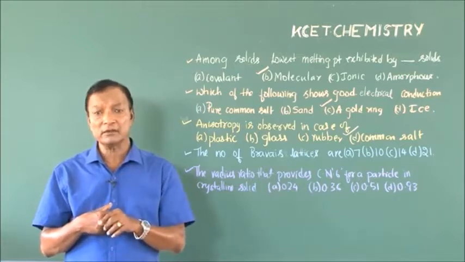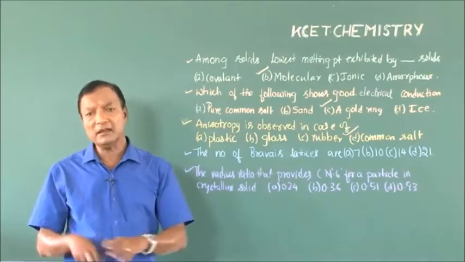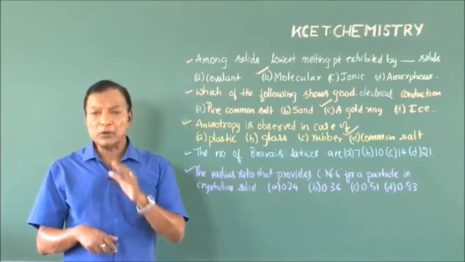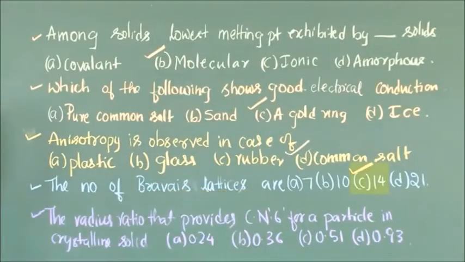Now the question becomes so simple. The number of Bravais lattices are 7, 10, 14, 21. Immediately, we put the option C, reading 14, because there are the 14 Bravais lattices built up from 7 crystal systems.